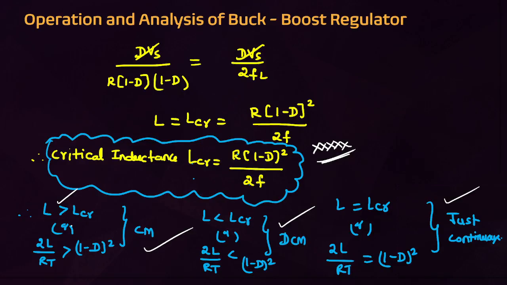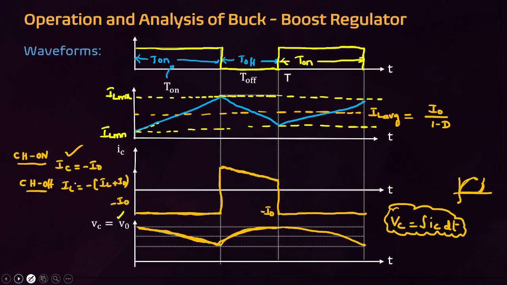just continuous. Not only with respect to inductance, with respect to duty cycle also you can compare. If RL by RT is greater than (1 minus D) whole square, continuous mode. If less than (1 minus D) whole square, discontinuous mode. If equal to (1 minus D) whole square, that is the just continuous mode.